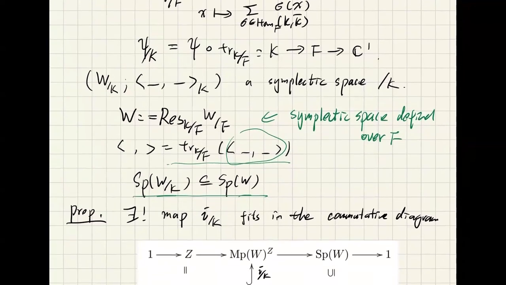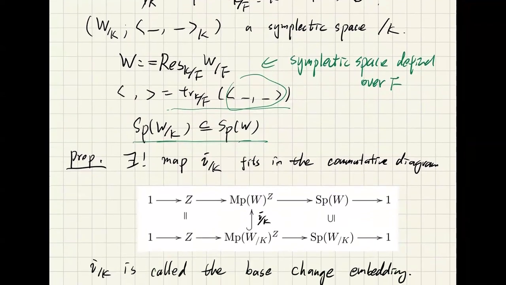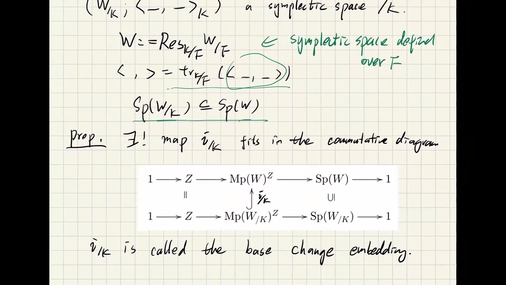So you have a natural inclusion of this group into Sp(W). Then there exists a unique map i_K which fits in the commutative diagram. This is called a base change embedding. And more importantly, the Weil representation of this group is nothing but the Weil representation of the larger group restricted to the smaller group.